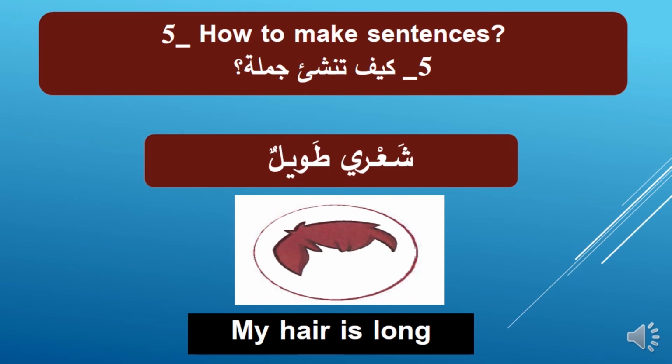Five: How to make a sentence with a picture. As you see in the picture, it is hair. So hair means شعر. My hair means شعري. If you want to talk about your hair, you will say طويل, long. That's why we can say شعري طويل. My hair is long. شعري طويل.